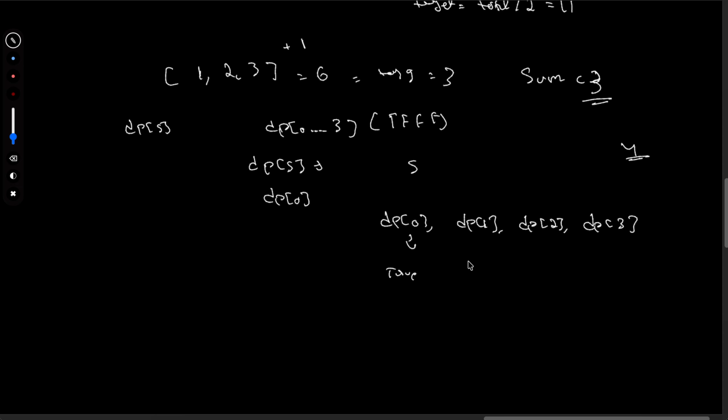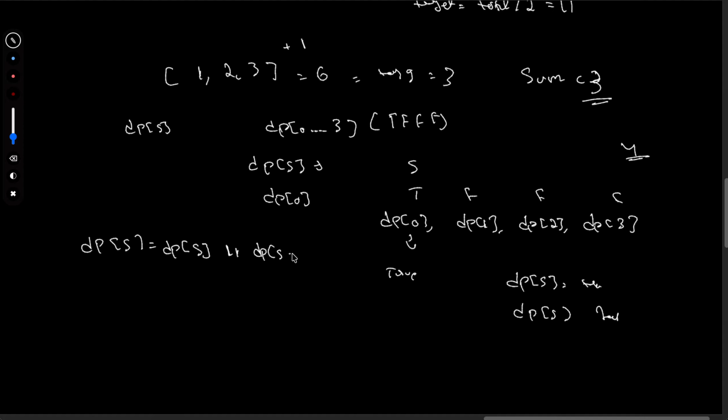So DP becomes true, false, false, false. DP of sum is true means the sum can be made by some subset of stones, and DP of sum is false means the sum cannot be made yet. So first we take the first stone. See, DP of sum is equal to DP of sum or DP of sum minus stone.